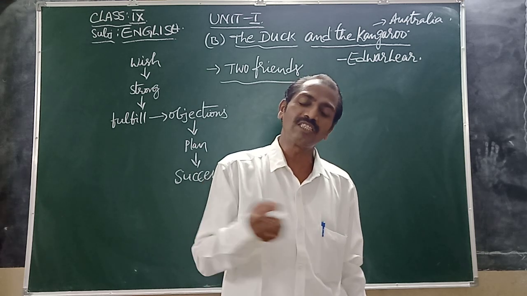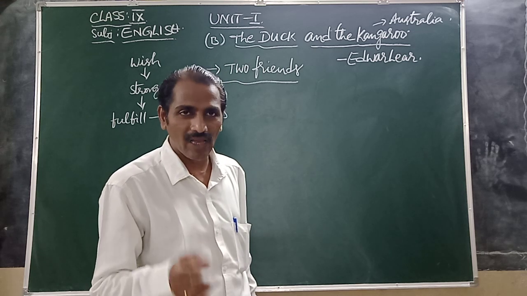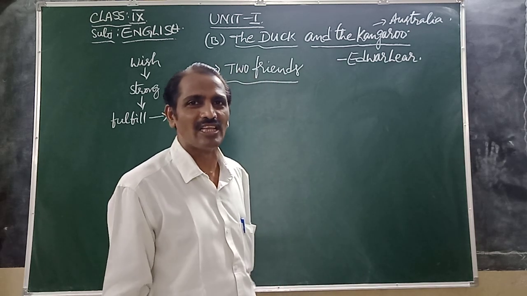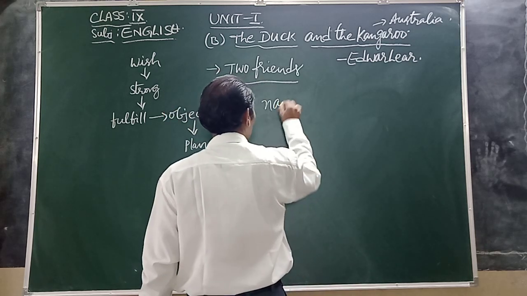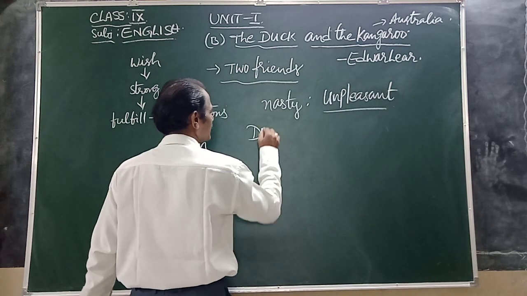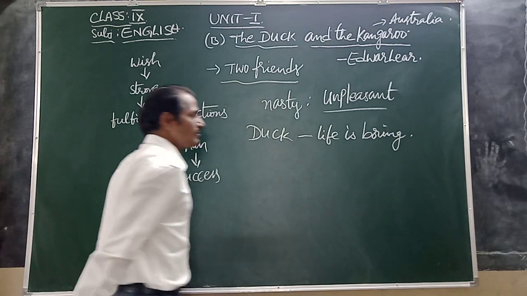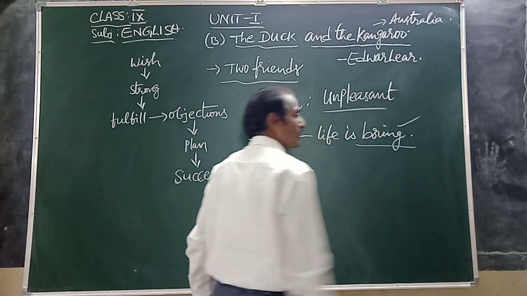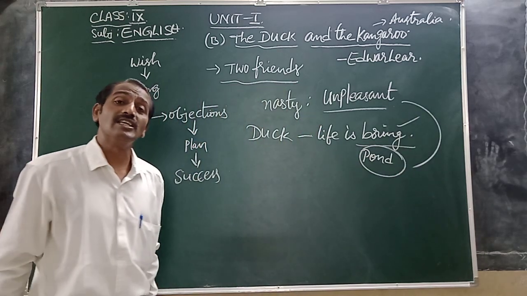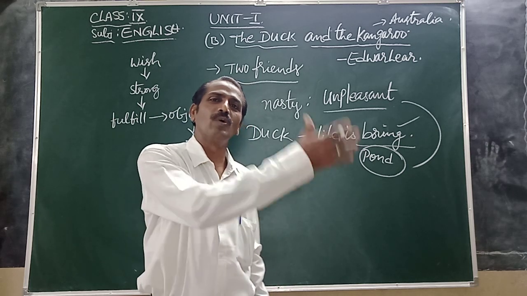My life. Whose life here? Who is the speaker? The duck. So my life refers to the duck's life, which is born in this nasty pond. Nasty here means unpleasant, not good. The duck's life is boring because it lives in the pond. So how is the pond? It is unpleasant, dirty. It stayed and lived there and doesn't go anywhere else.